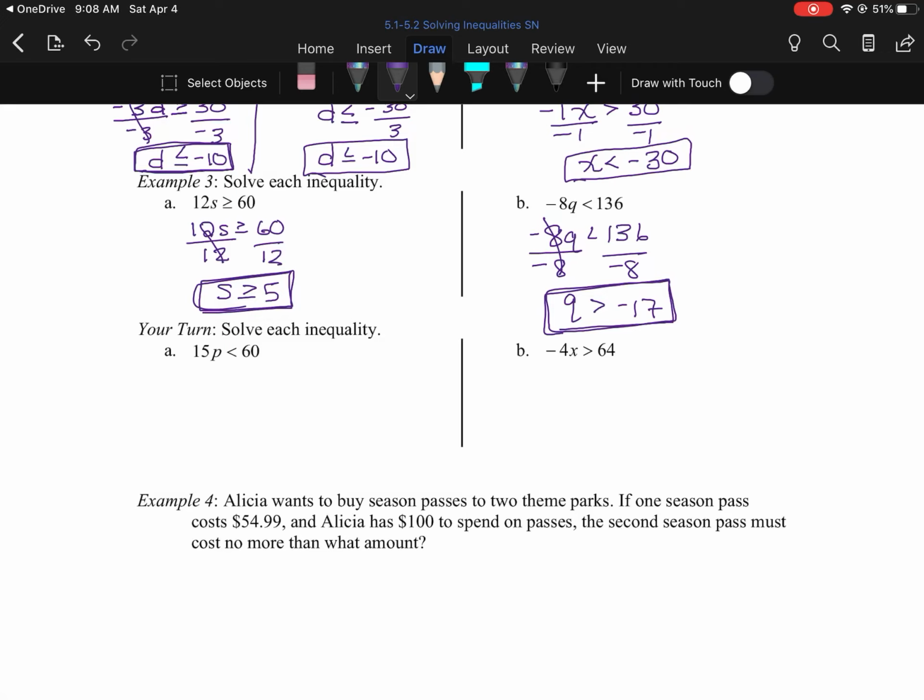All right, so take a moment, try the 2 your turns. I'm just going to work through those quickly and then double check your answers. So for A, you should get P is less than 4. And for B, you should get, what did I forget to do? I forgot to flip my inequality. So X is less than negative 16.